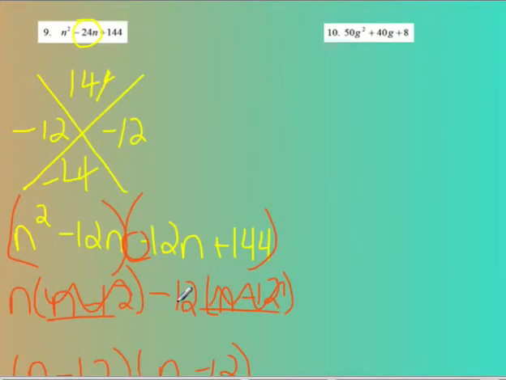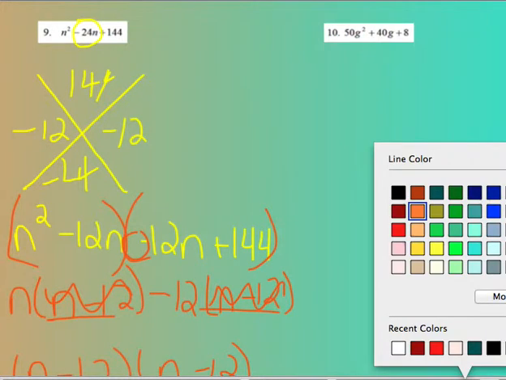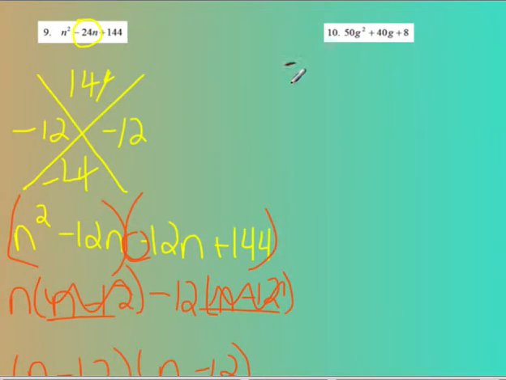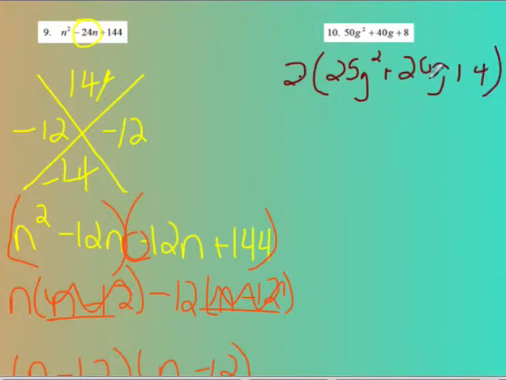So for number 10, I see 50, 40, and 8. I notice that they're all even, so I can actually take out a greatest common factor of 2. So I'm dividing everything by 2, and then I have 25g squared plus 20g plus 4 when I divide everything by 2. So now I'm going to go ahead and set up my x.